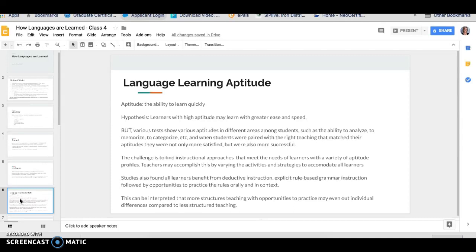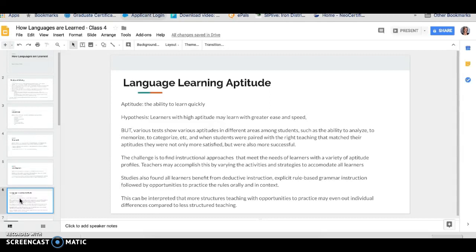So the challenge in this for a teacher is to find instructional approaches that meet the needs of all learners with all of their different aptitudes. And teachers may accomplish this, though in no way could they do that all the time. But just by varying the activities and the strategies that you use throughout your lessons, what you're doing for one student is good for all students. And so a variety of those things really helps all students succeed.